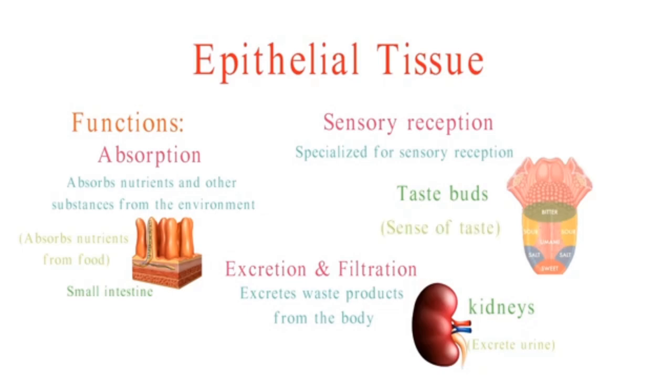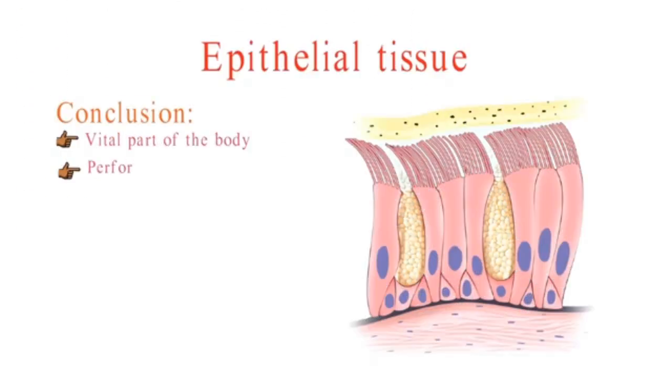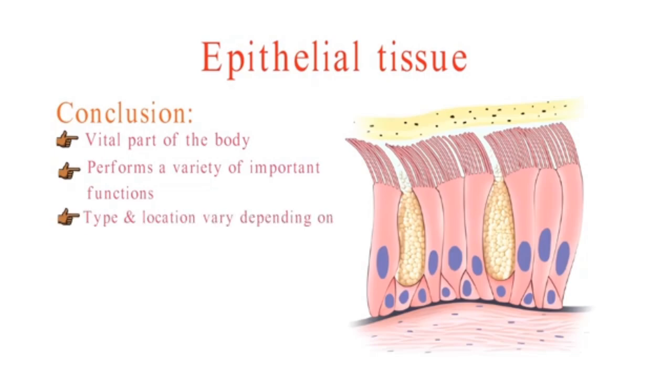Epithelial tissue is a vital part of the body. It performs a variety of important functions, including protection, secretion, absorption, excretion, filtration, and sensory reception. Epithelial tissue is found all over the body, and its type and location vary depending on its function.